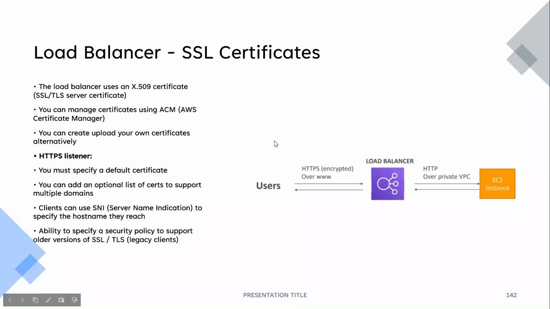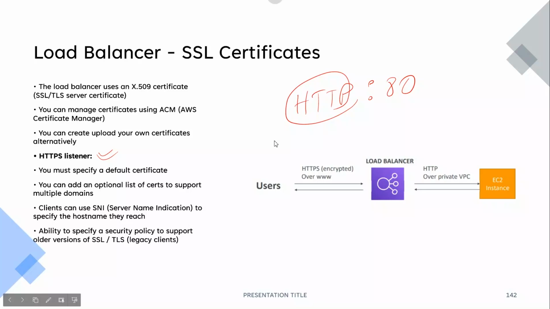For an HTTPS listener, you must specify a default certificate. Till now we have been talking about HTTP listeners, right? We created a listener at port 80, and we didn't need a certificate because it is normal HTTP traffic. But if you create an HTTPS listener, you must specify a default certificate, because without a certificate HTTPS doesn't work. You can add an optional list of certificates to support multiple domains.